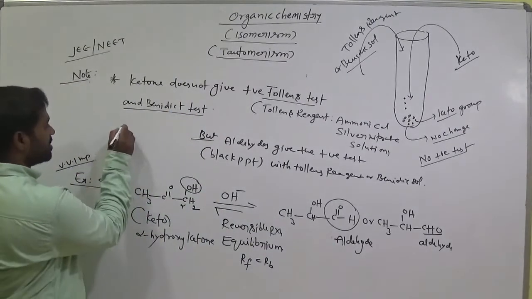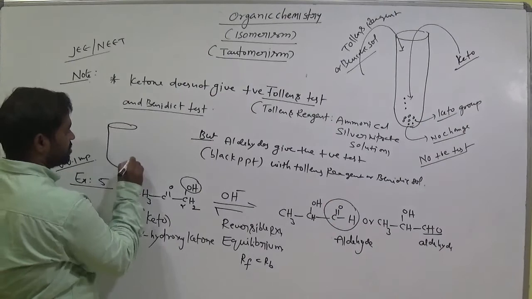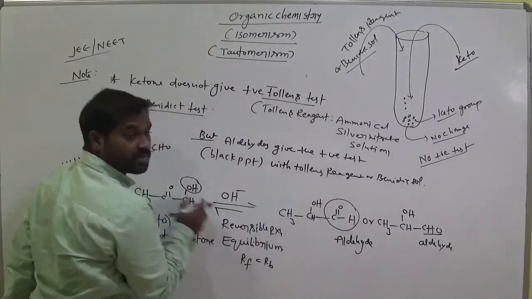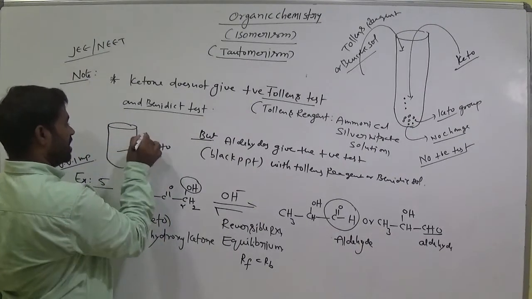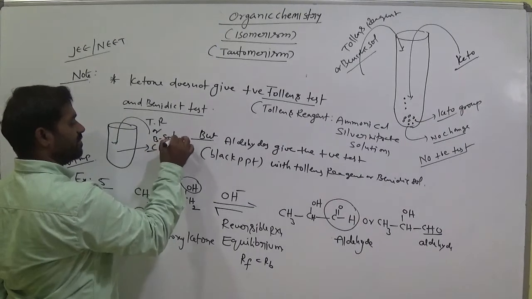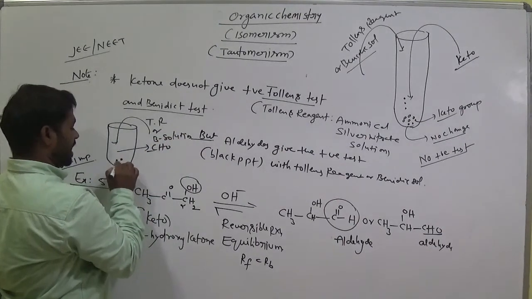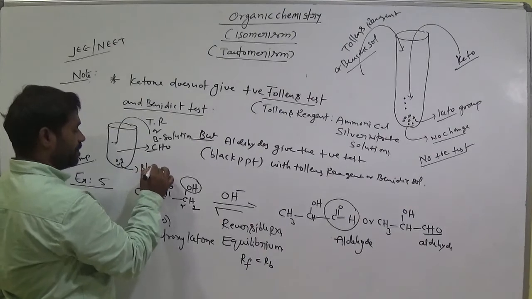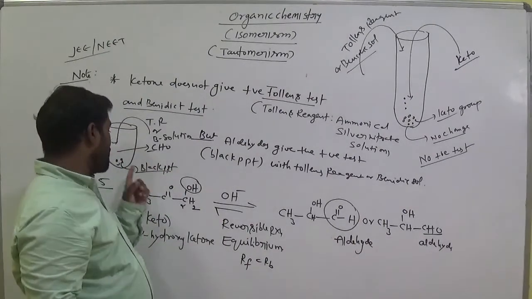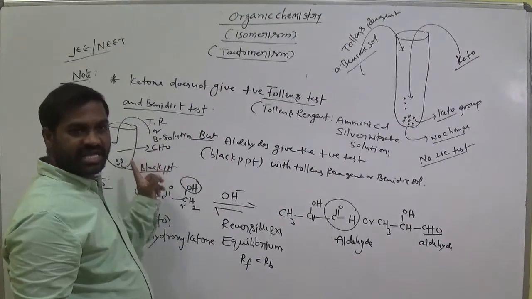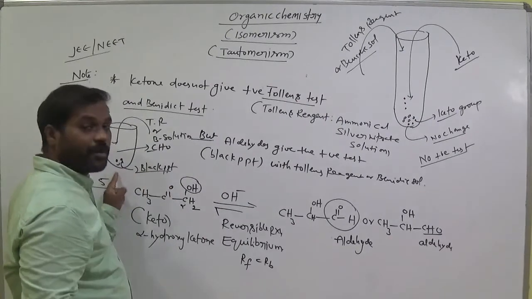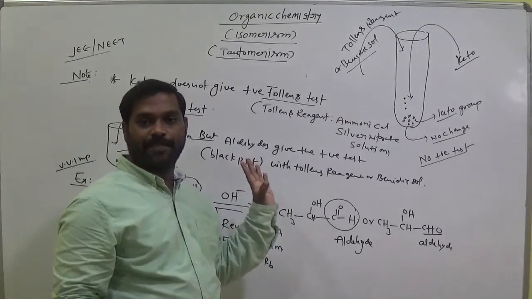Now I would like to take one more test tube and add an aldehyde compound. That means this type of compounds, aldehyde, add into this. Now add Tollens reagent or Benedict solution. It gives a black precipitate. So if the compound in the test tube, when we add Tollens reagent or Benedict solution, gives black precipitate, that means the given compound in the test tube is clearly an aldehydic compound.